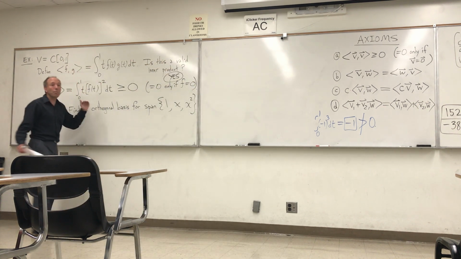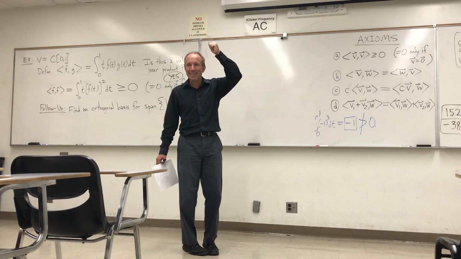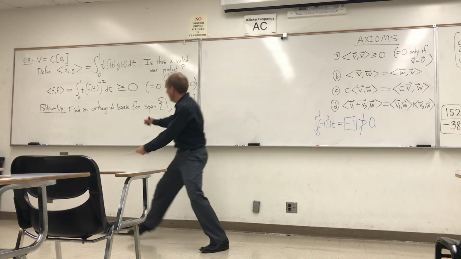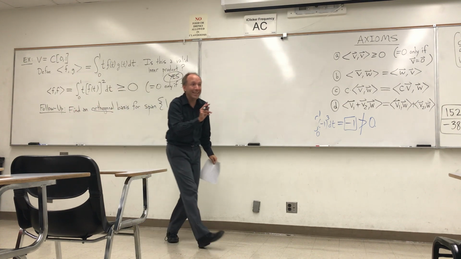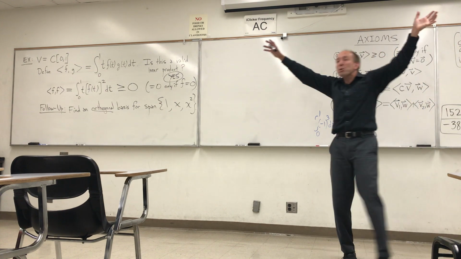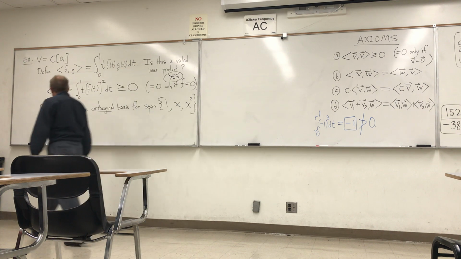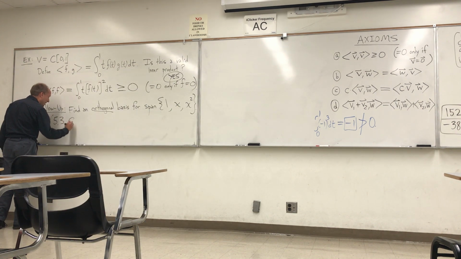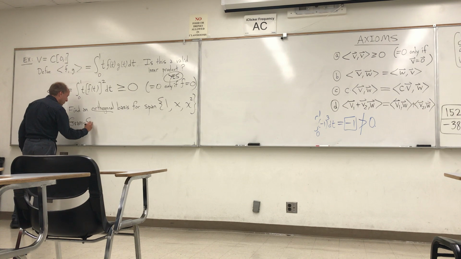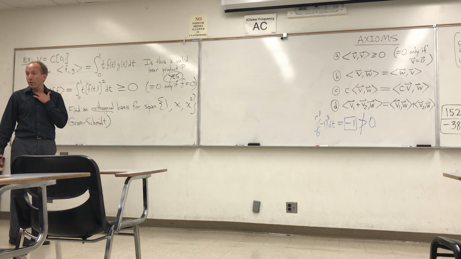Okay, so when you see a problem like this, what comes into your mind immediately? Orthogonal, but that's in the question. But in terms of how to do it, it's called Gram-Schmidt, the Gram-Schmidt process from section 5.3. That's it. 5.3, the Gram-Schmidt process. There we go. Okay.